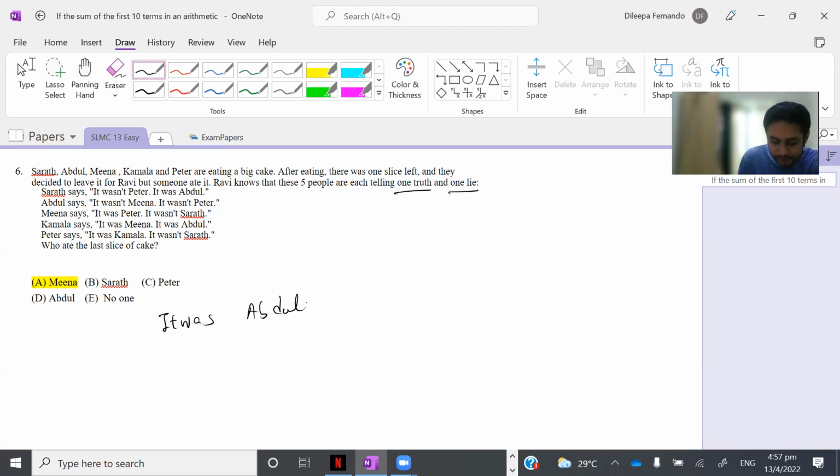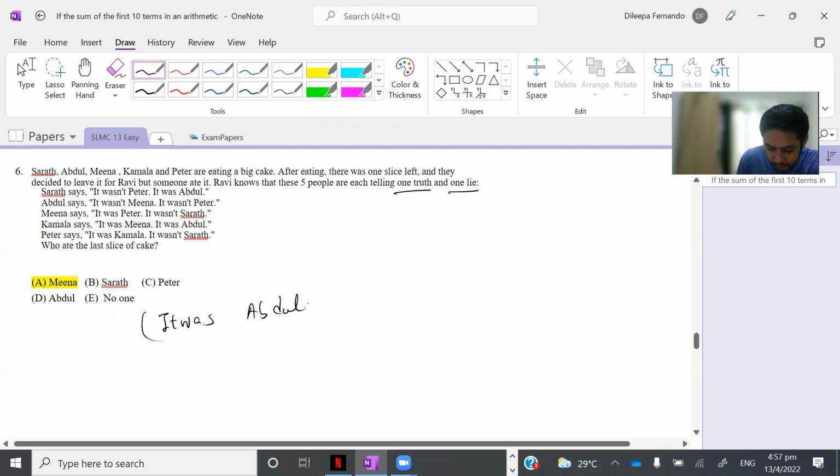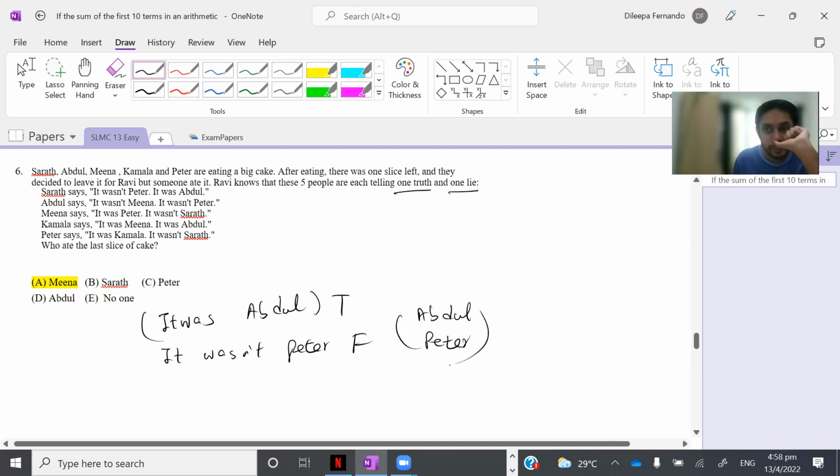But here, we start with what Sarath says. If it was Abdul is true, and it wasn't Peter is false, then what happens is Abdul has eaten, according to the true statement, and according to the false statement, Peter also has eaten. So this cannot happen. So that means it was Abdul. It was Abdul's statement.